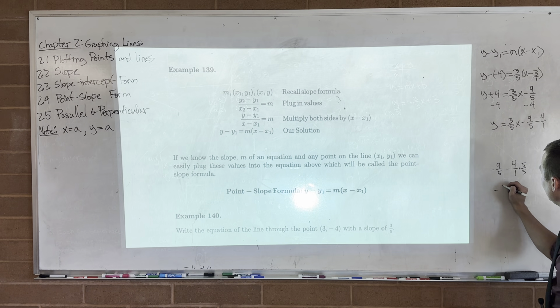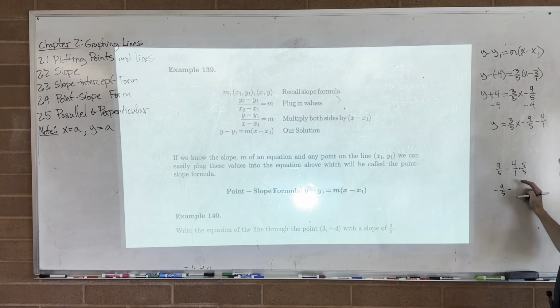And so we're left with negative 9 over 5 minus 4 times 5, which is 20 over 5. Negative 9 minus 20 is negative 29. Negative 29 over 5. Okay, so when it's all said and done, we get y is equal to 3/5 x minus 29/5.